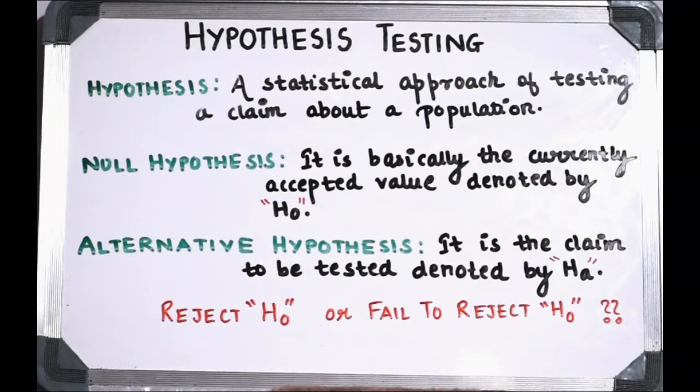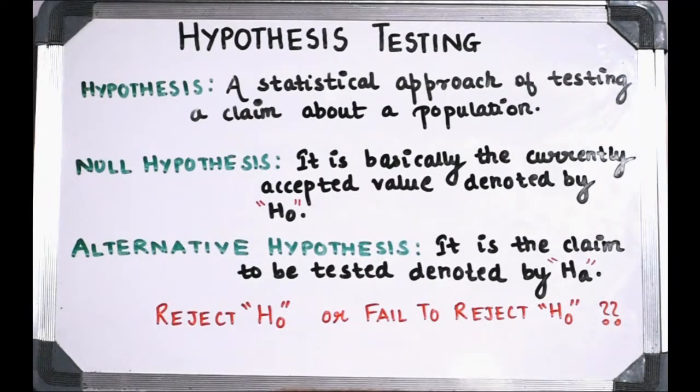So the main objective of hypothesis testing is to check if we have enough evidence to support our claim, that means to support our alternative hypothesis. And based on the testing, we either reject the null hypothesis or we fail to reject the null hypothesis. So now we'll discuss the steps of hypothesis testing. So I believe that you have got a basic idea of what actually a hypothesis is.